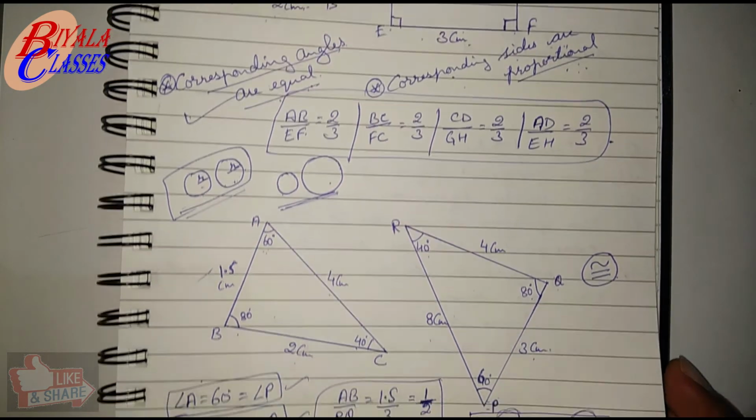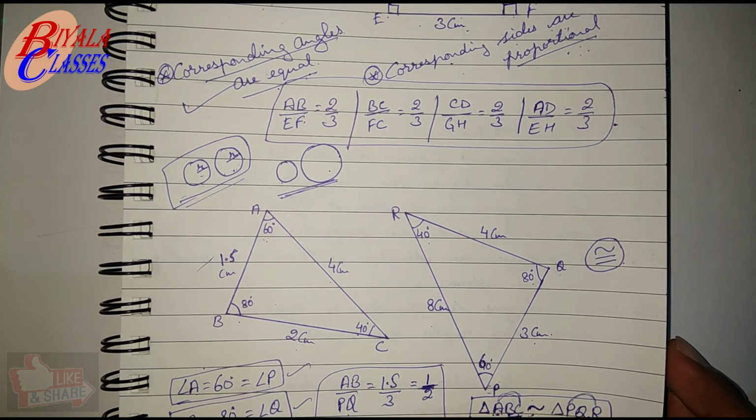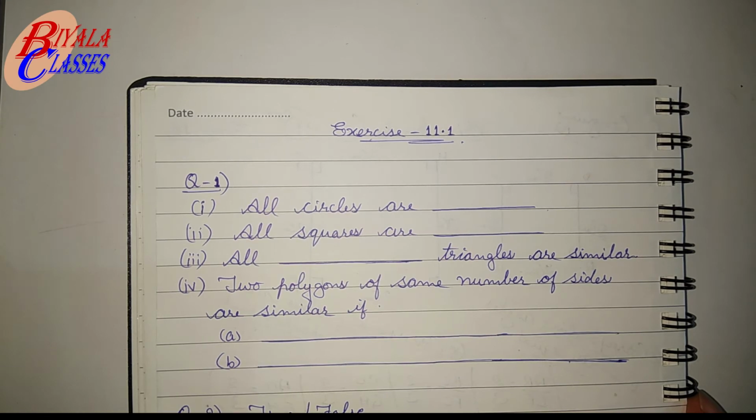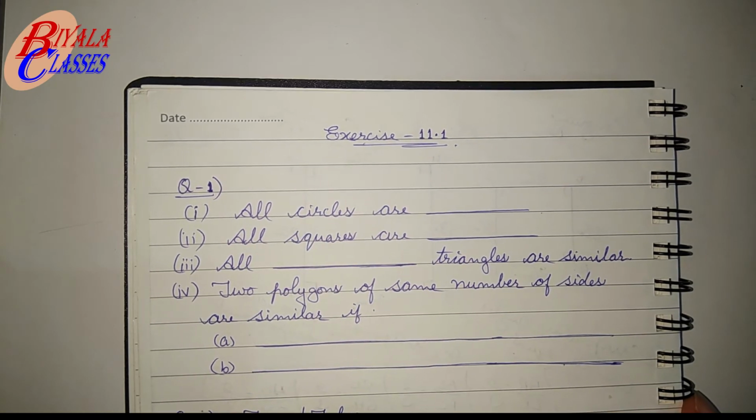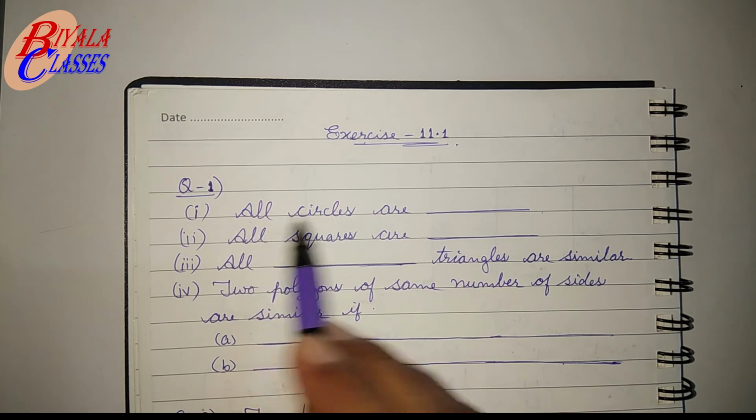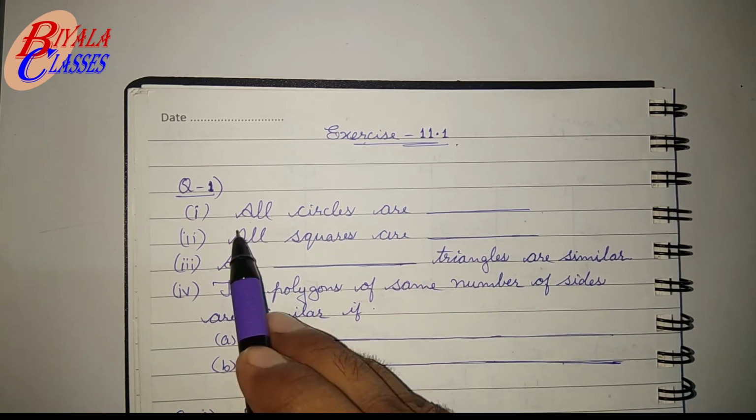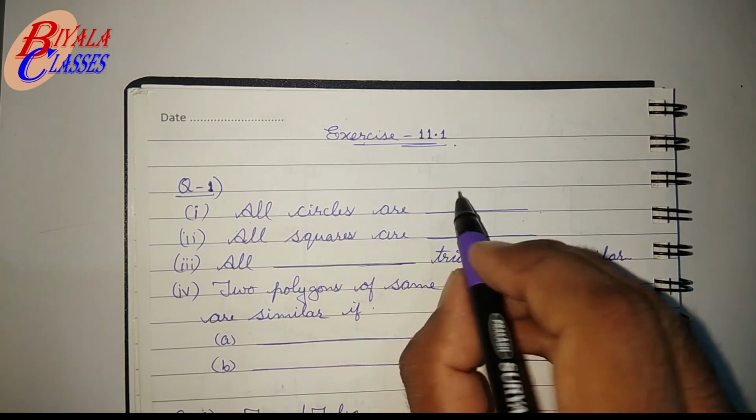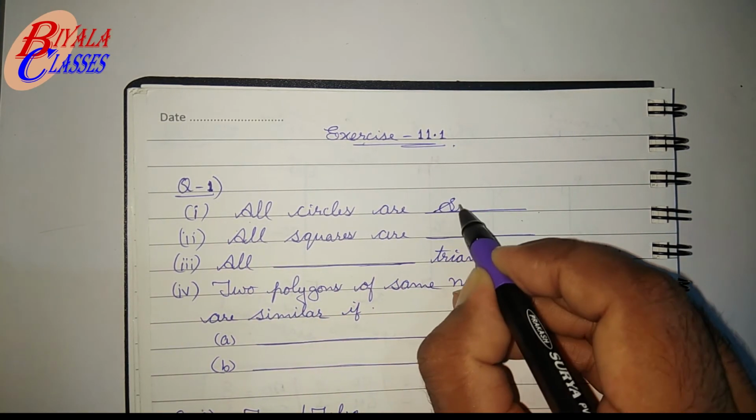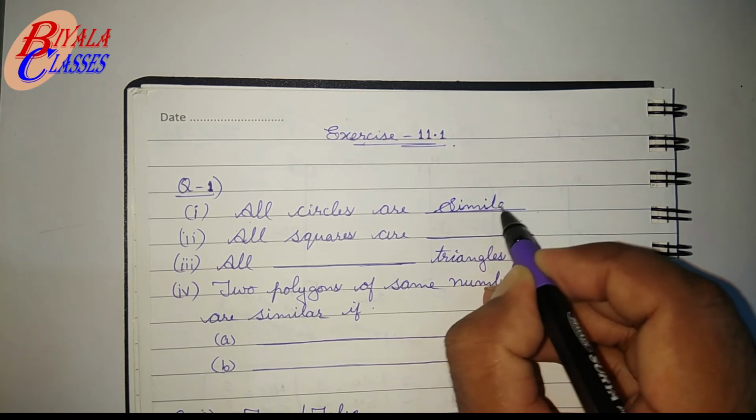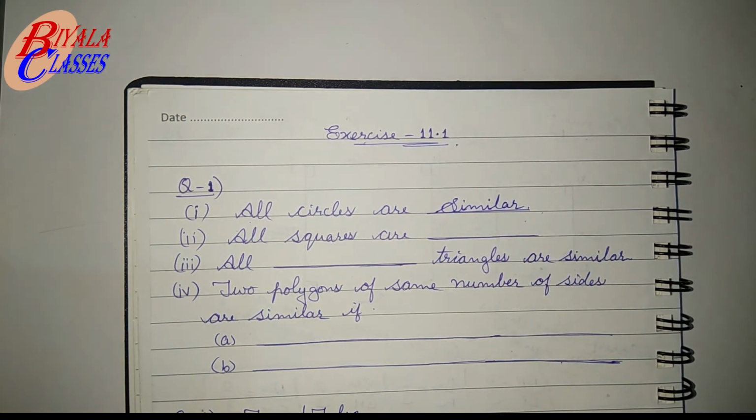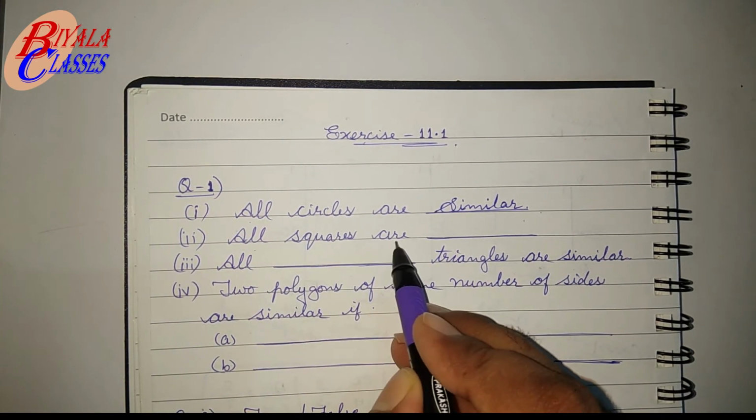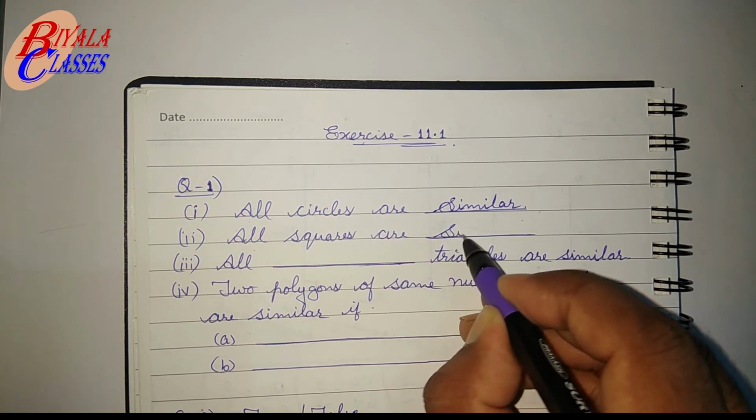Now let us have some questions from the exercise based on this part. The first question of Exercise 11.1 in your books is to fill in the blanks. The question says, all circles are dash. Now all circles means circles with different radii. Because they have different radii, we say that all circles are similar to each other. So all circles are similar. Similarly, all squares are similar.